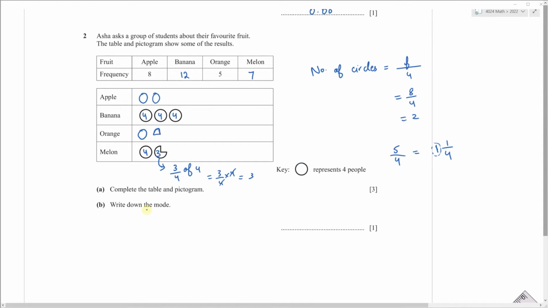Part B is write down the mode. So the mode will be the fruit with the highest frequency, which is banana, frequency 12. So banana will be your mode.